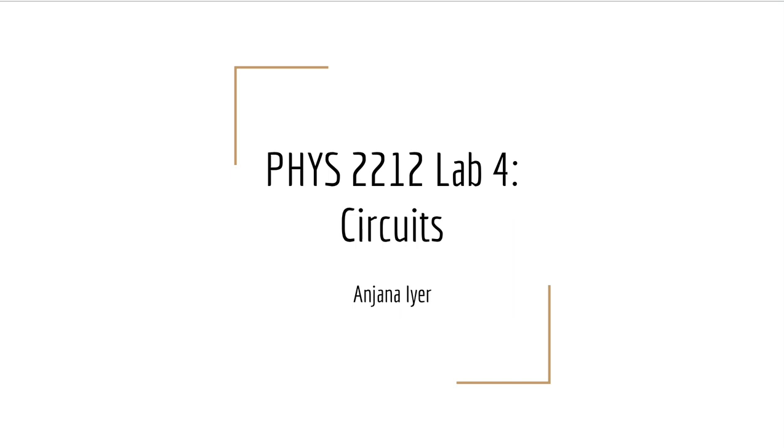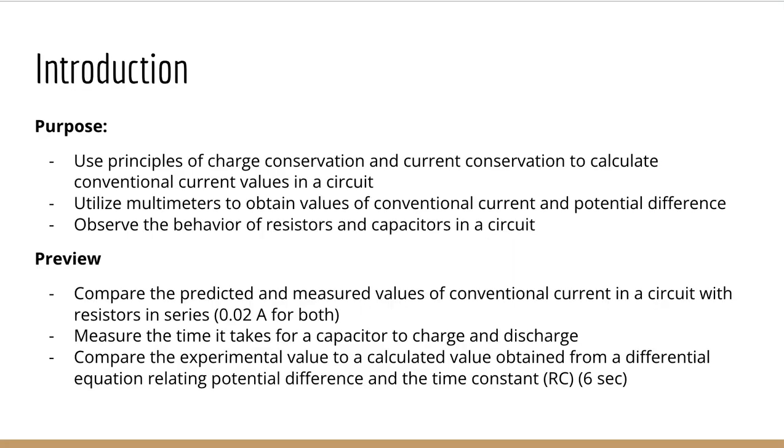This is lab 4, circuits, and I'm Janire. So the purpose of this lab is to use principles of charge conservation and current conservation to calculate conventional current values in a circuit. We also want to utilize multimeters to obtain values of conventional current and potential difference. Lastly, we want to observe the behavior of resistors and capacitors in a circuit.